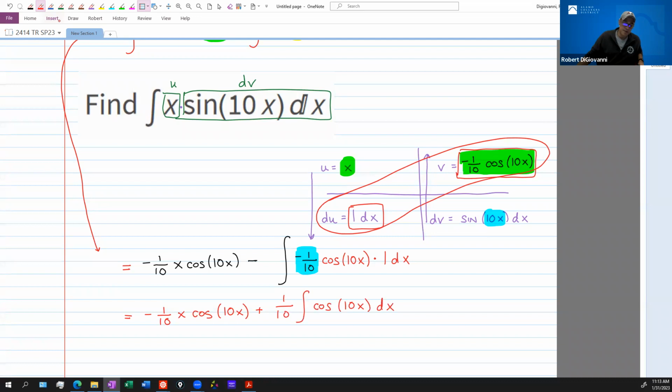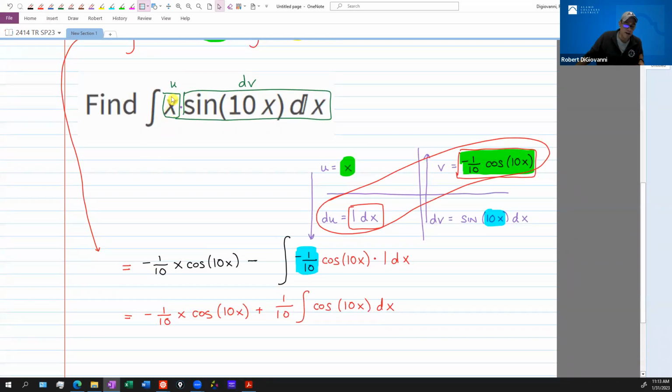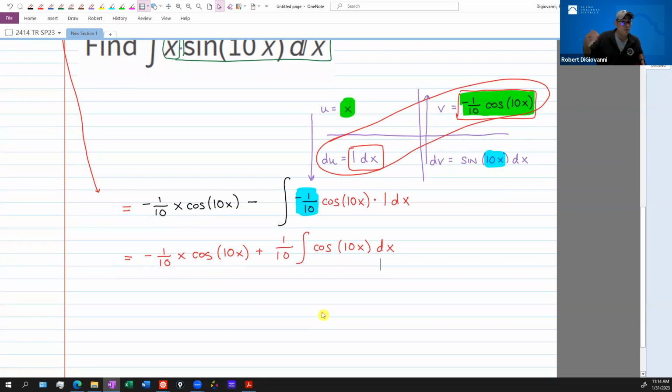And that integral is better, right? It's better than the original one because I no longer have the x in front of the trig function. I just have the trig function by itself. So I can use what we talked about last class: the 10x inside is linear, so I'll have to scale again. So I'm ready for my antiderivative here. Who's got my antiderivative for this right here?